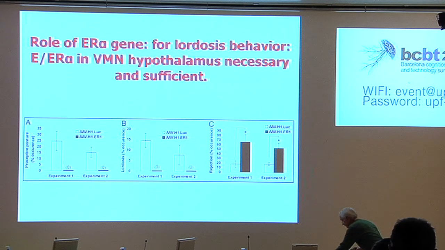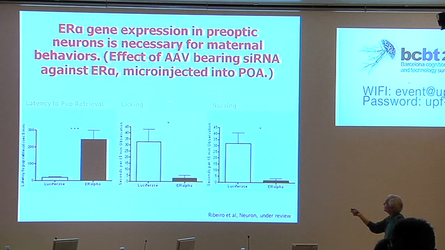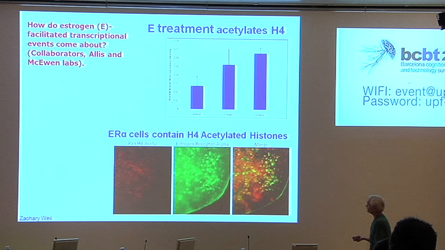And likewise in the preoptic area for maternal behavior, if you put in this adeno-associated viral vector bearing the small interfering RNA against ER-alpha, estrogen receptor alpha, the latency to doing maternal behavior, that is to going out and picking up the baby mice, goes to very, very high from very, very low. And the amount of maternal behavior goes from normal levels down to near 0, not quite 0. So this transcription factor, ER-alpha, is important for really all aspects of female reproductive behavior. And how does that happen?